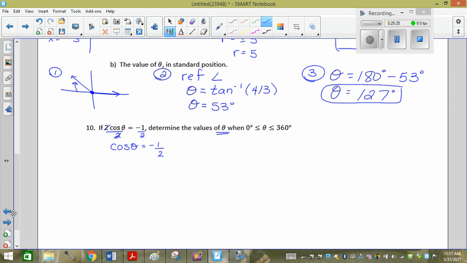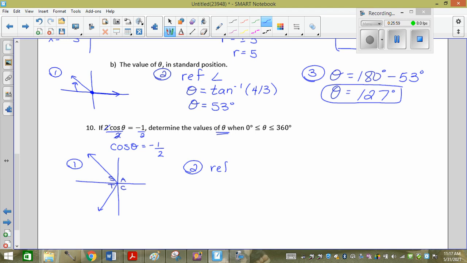Okay, I'm going to draw. All it says is between 0 and 360. If all it says is between 0 and 360, I will always get 2 answers, right? So I want where cos is negative a half. So I want where it's not C. So it's going to be here and here, because I want cos negative.